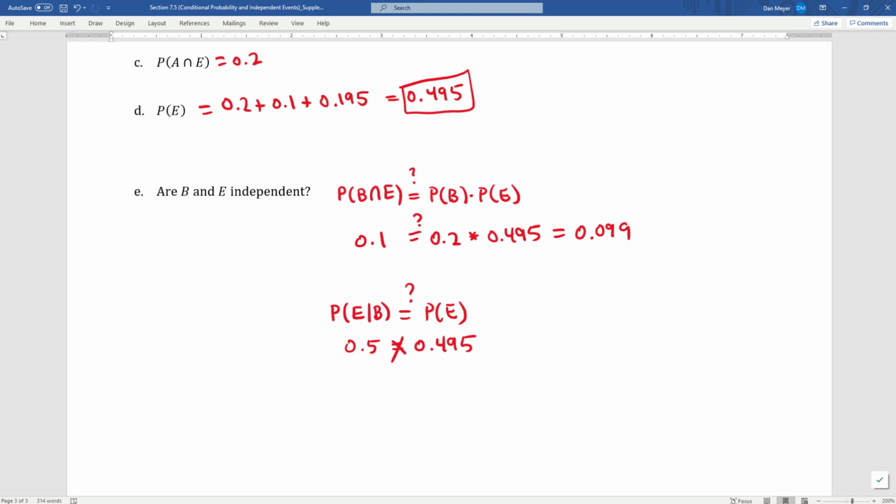So there's a couple ways to check to see if B and E are independent. We can either go to the definition or go to this test for independence that we learned.